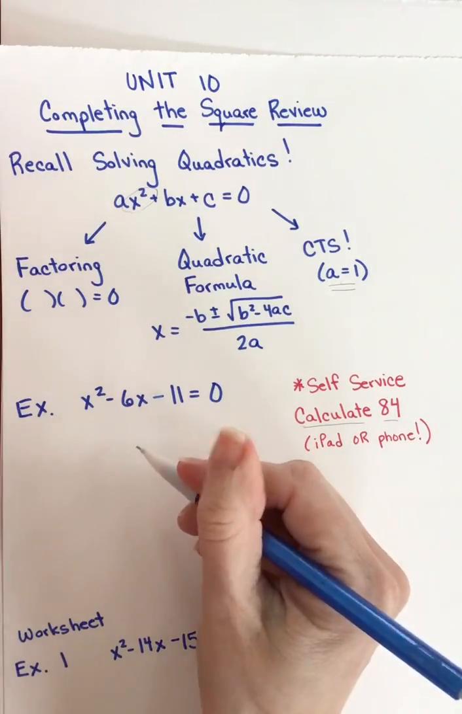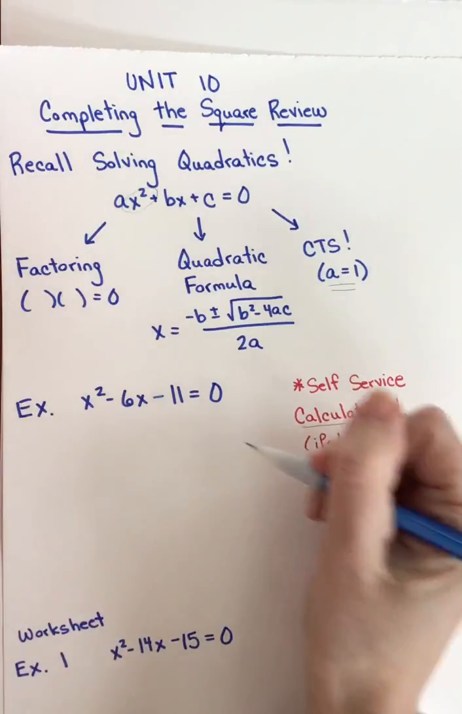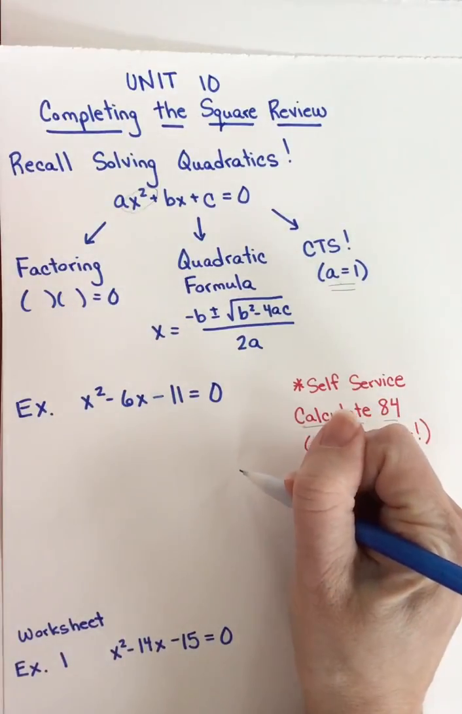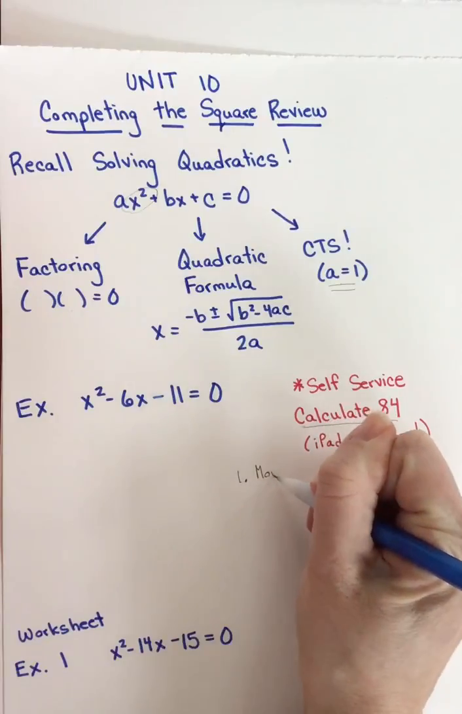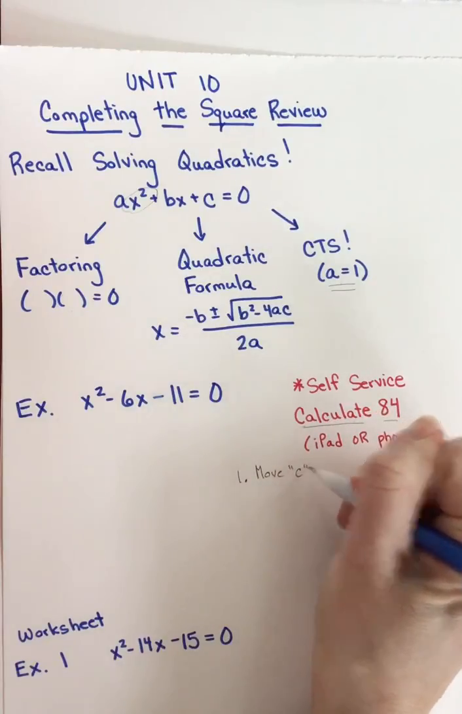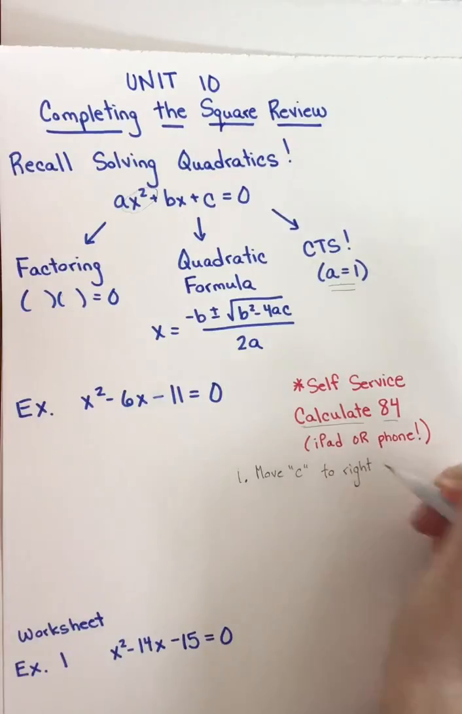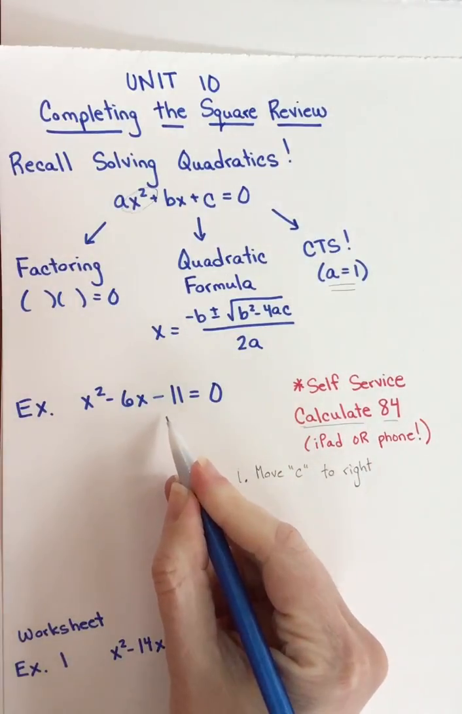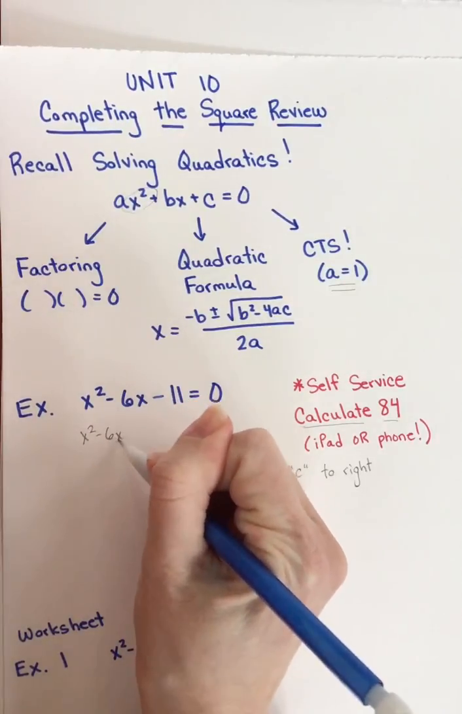Okay, so let's say the directions tell me to solve this by completing the square. Hopefully you remember a little bit about this process. The first thing we're going to do is move C to the right. C is the number that's just chilling by itself, so in this case I have a negative 11. If I want to move a negative to the right, it becomes a positive 11.